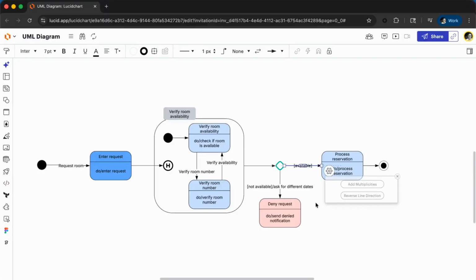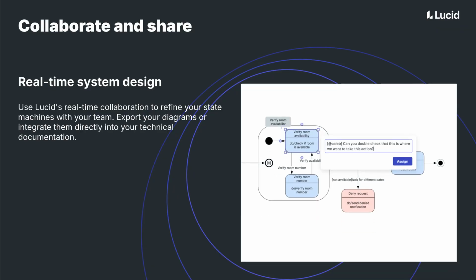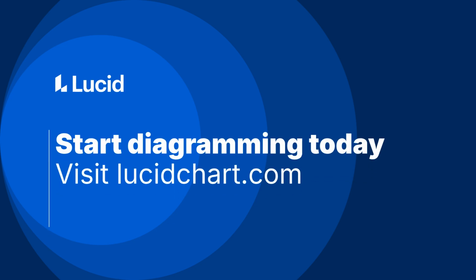You can use guard conditions in brackets to show that a transition only happens if a specific requirement is met. Once your diagram is complete, use Lucid's real-time collaboration to gather feedback and ensure your system logic is airtight before moving into the development phase. Now you're ready to build.